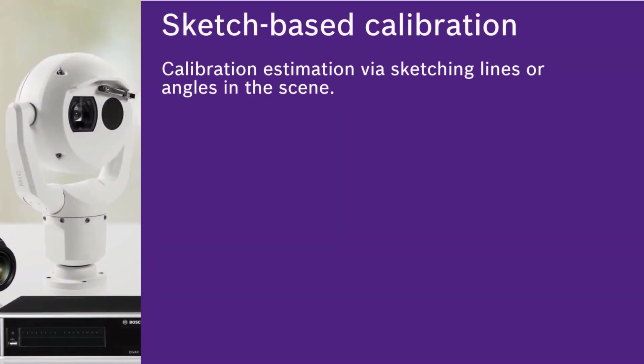In this video we are going to talk about how to calibrate the camera if the calibration parameters cannot be measured or they are not already known by the user or by the camera itself. To do this, we are going to make use of sketch-based calibration, which means calibration estimation via sketching lines or angles in the scene.